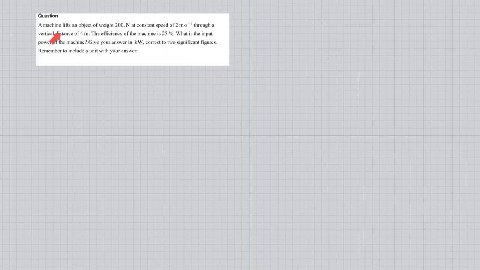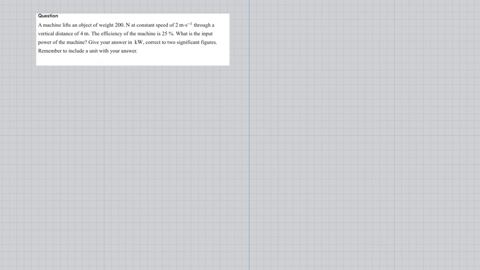This question says, a machine lifts an object of weight 200 newtons at a constant speed of 2 meters per second through a vertical distance of 4 meters. The efficiency of the machine is 25%. What is the input power of the machine? Give your answer in kilowatts, correct to 2 sig figs. Remember to include units with your answer.